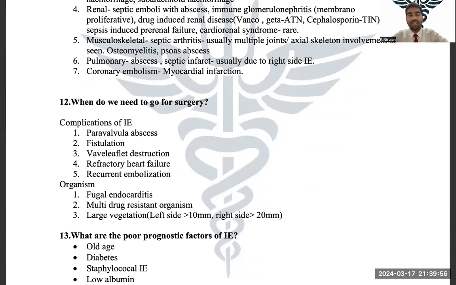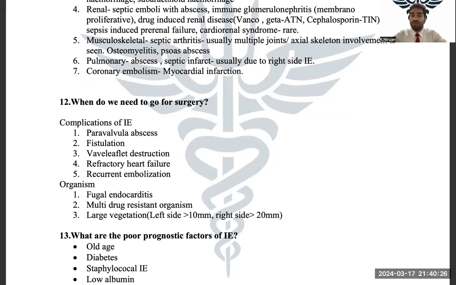That's again a famous area, a favorite topic for the examiners to ask, because when do you refer them to the cardiothoracic team? So we do give antibiotic for everyone, but all of the infective endocarditis patients don't need treatment with surgery. Okay. So complications of infective endocarditis, paravalvular abscesses, of course, you have to refer to the cardiothoracic team, fistulation, severe valvular destruction, refractory heart failure. Mind you, heart failure with infective endocarditis per se is not an indication for surgery. It should be a refractory failure, not responding to furosemide.